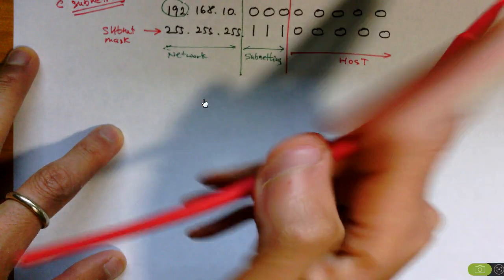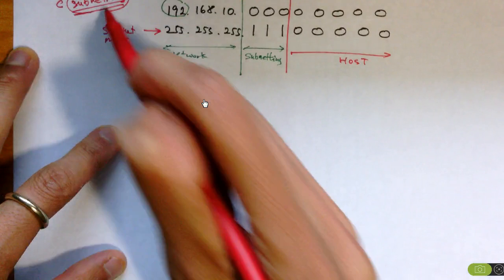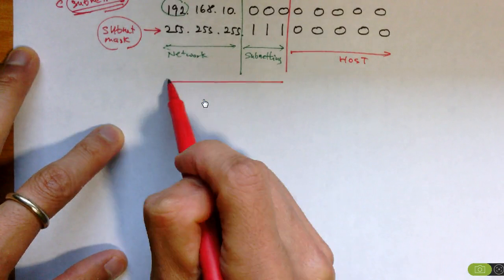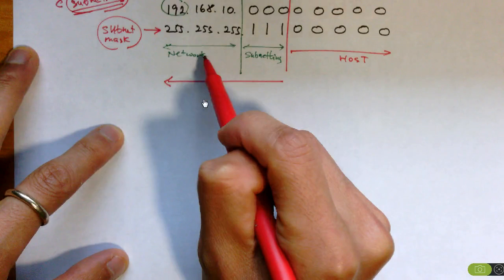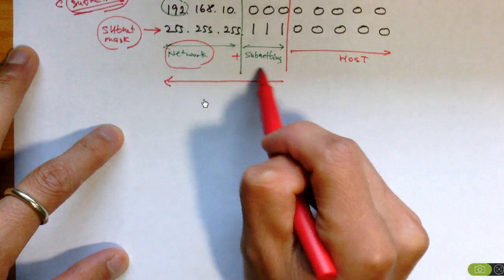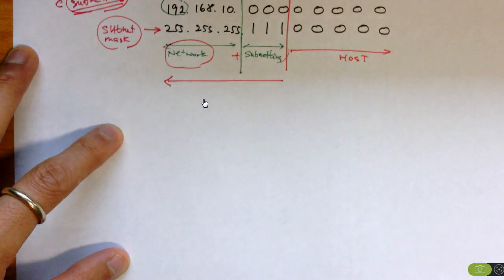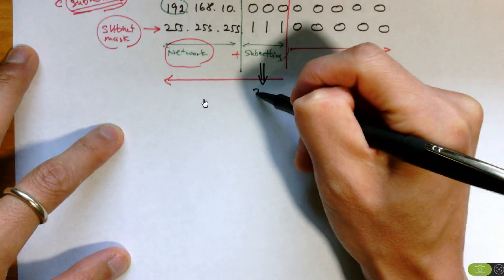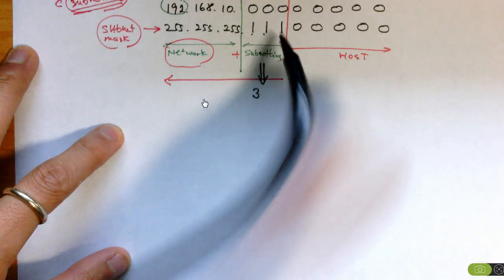In the case of class C subnetting, in your subnet mask, your left side pretty much consists of the network portion plus the subnetting portion, right? But anyway, the subnetting portion is how many bits? It's 3 bits, right? 1, 2, and 3. 3 bits.